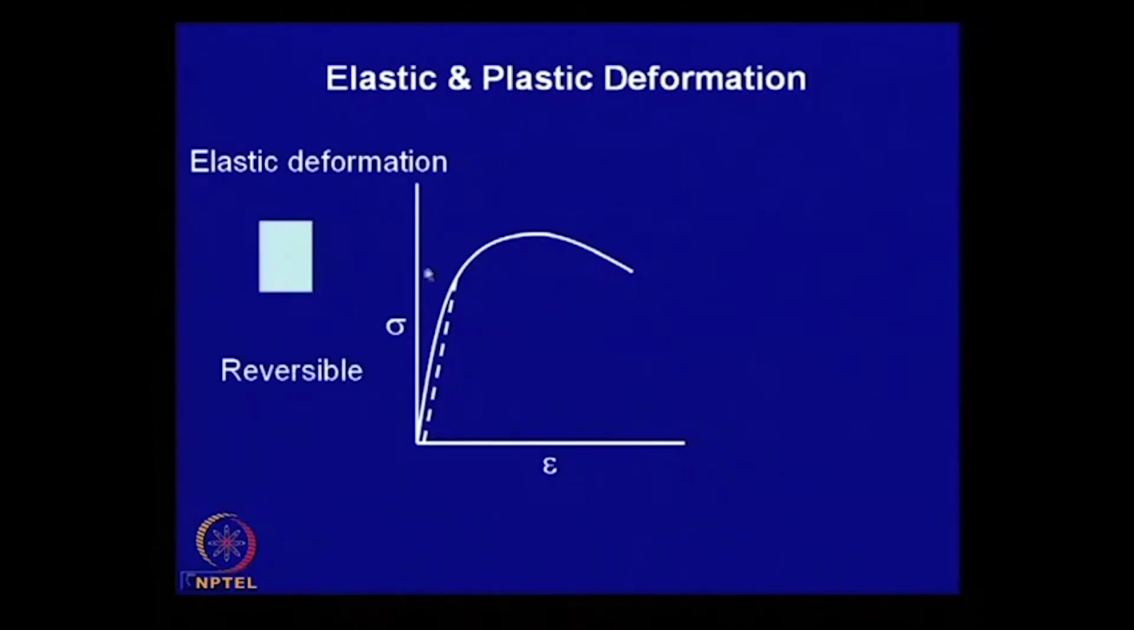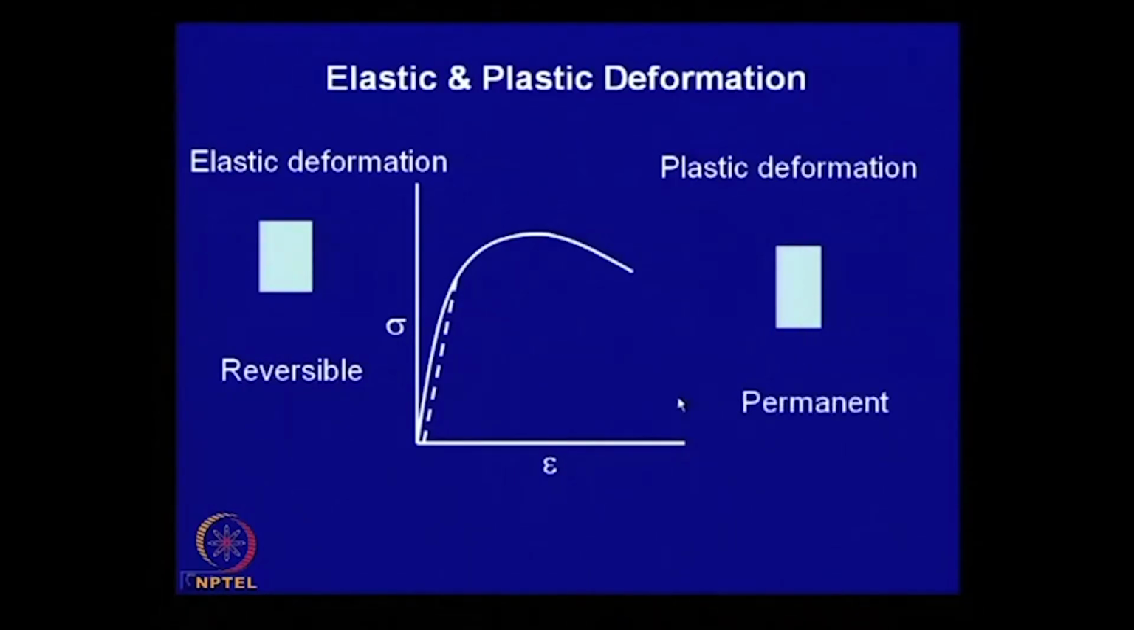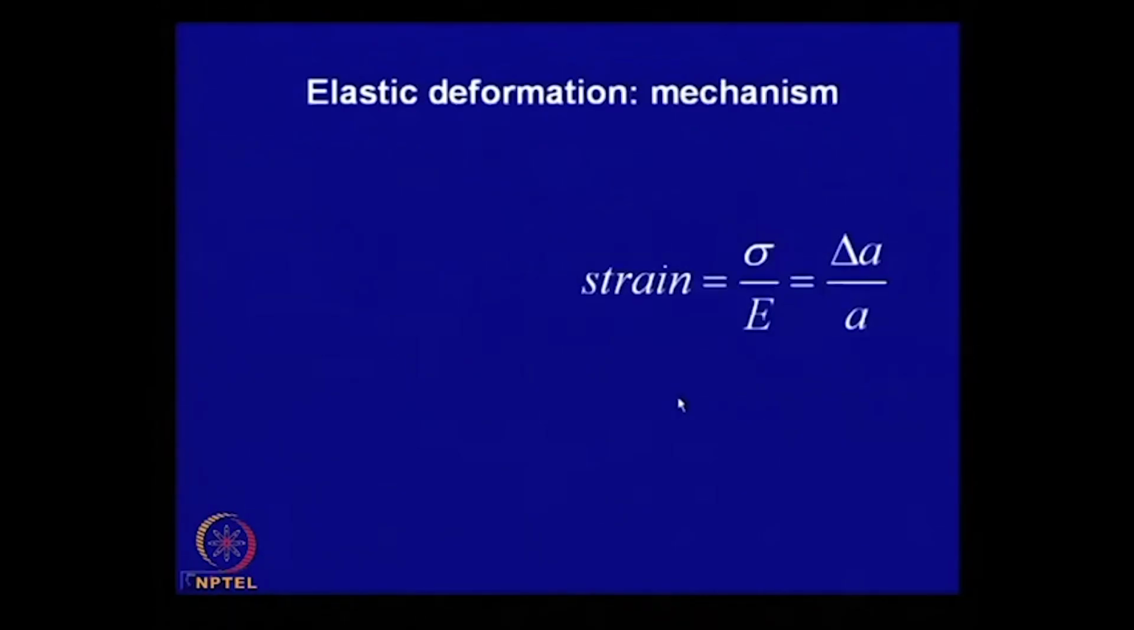Elastic, this is the nature. If you apply stress, there is a deformation, but once the stress is removed, it comes back to its original position. So, this is reversible. On the other hand, plastic deformation: if you apply the stress, you go somewhere here, you remove the stress, that deformation remains, only a small part which is elastic is recovered. So, this is permanent.